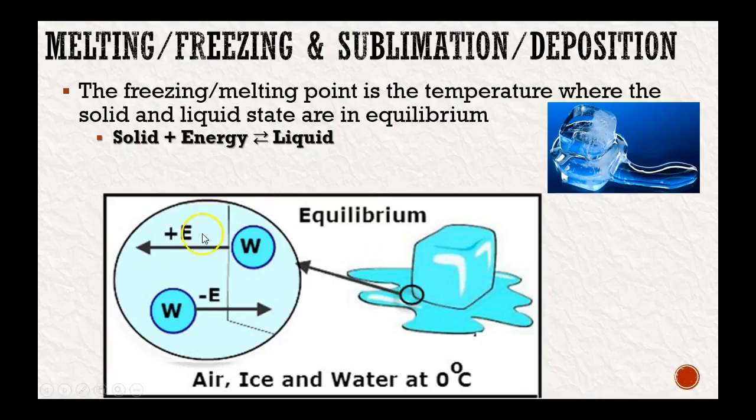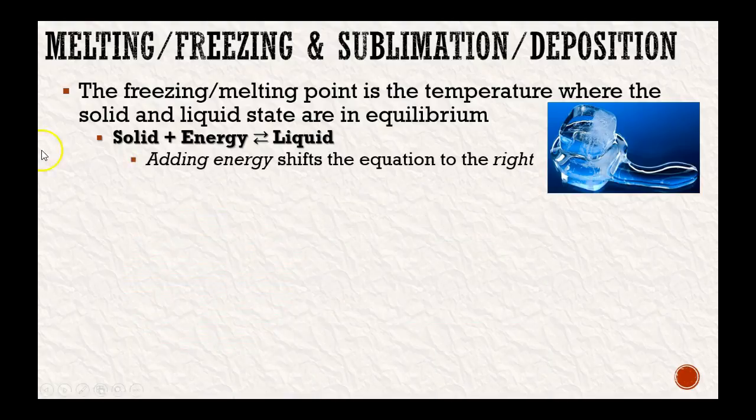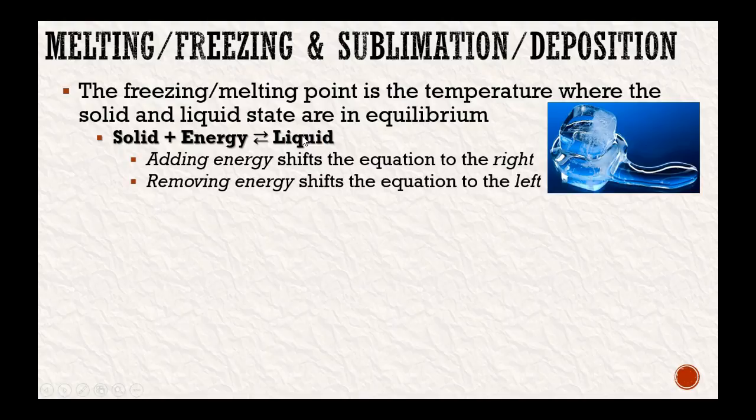If I take my ice right here and I add energy to it, it's going to transition more toward the liquid phase. If I take my water and I take away energy from it, that's going to shift it more toward the ice phase here. At 0 degrees Celsius, it's in equilibrium and it's moving. If I add energy, I'm going to shift my equation to the right here. More energy means I'm going to get more liquid. If I remove energy, I'm going to be pushing it to the left and I'm going to have less liquid, more solid.